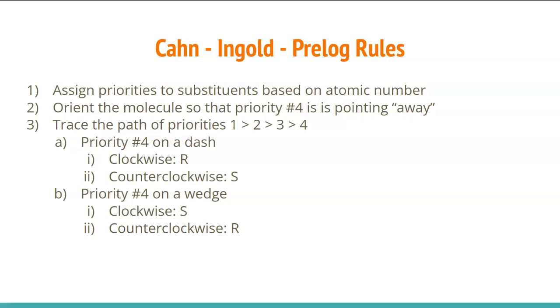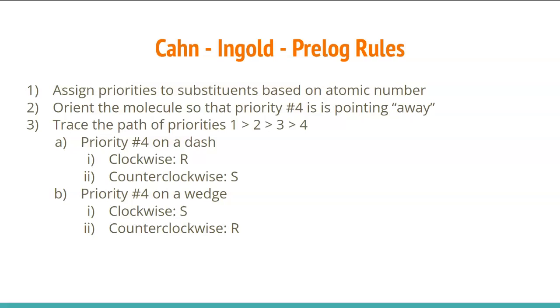If you had your model kit, that would make a little more sense since you'll probably be doing it on paper most of the time. It's just the last priority and it's always the default one that's away from you. And then you'll trace the path of the priorities 1 through 4.